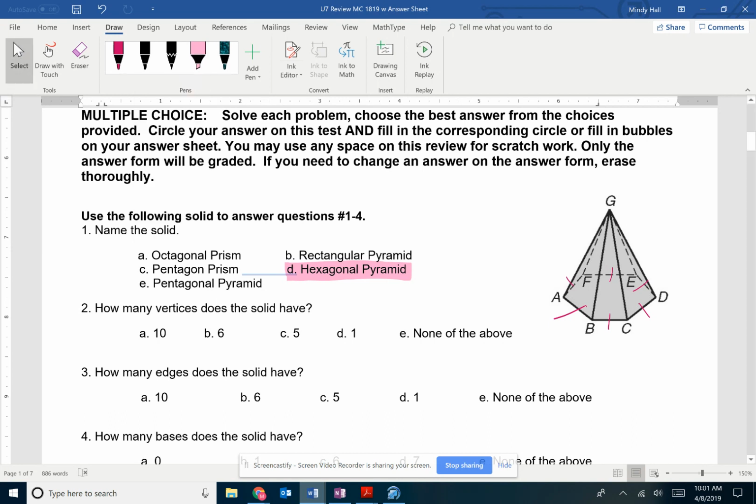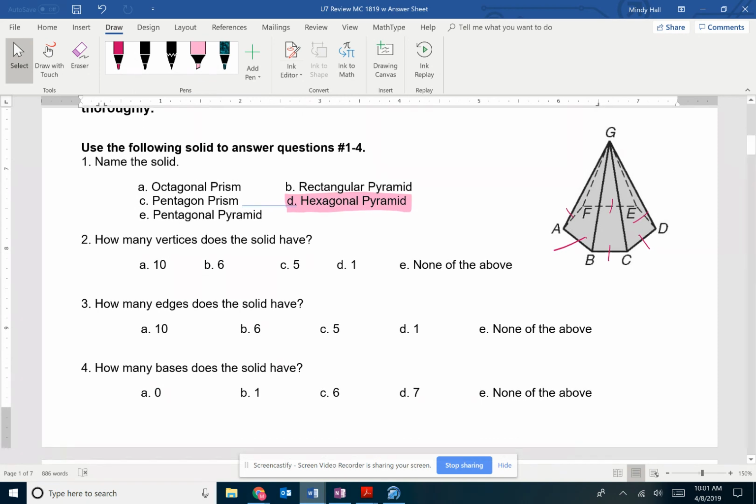Okay, so how many vertices does the solid have? If we look at vertices, and I'm going to get rid of my extra marking so it's not confusing. Vertices would be G, F, A, B, C, D, and E. So that gives us 1, 2, 3, 4, 5, 6, 7 of them. So because of that, that would be a none of the above.